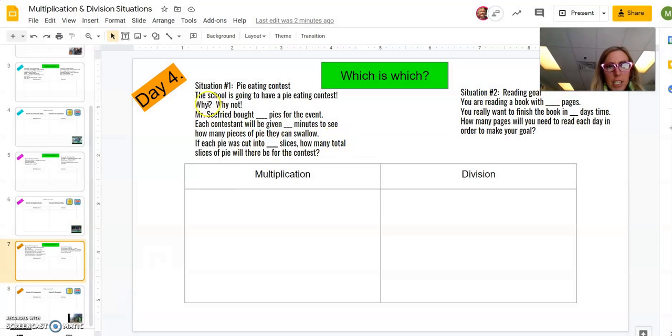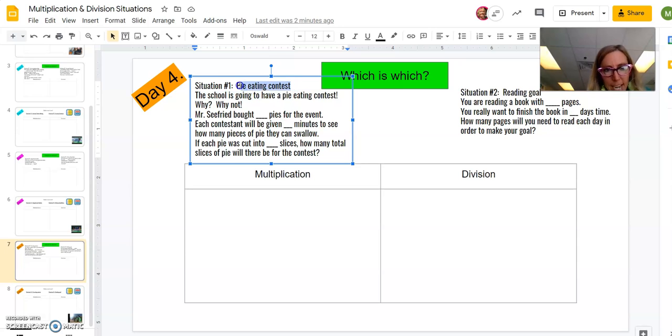We have a super fun situation here called the pie eating contest. Would you be in a pie eating contest? I wouldn't. I would not want to eat more than one piece of pie. I just don't like eating too much pie. But maybe you would. The school is going to have a pie eating contest. Wouldn't that be neat? The question's why? Why would they? Well, why not?